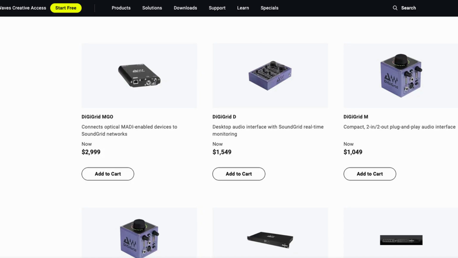So for the Waves SoundGrid system, you're going to start with some hardware, and the first thing you're going to need is a Waves compatible interface. And that can come in around $1,050 just for a 2-input interface. So pretty expensive, and then the price just goes up with that.